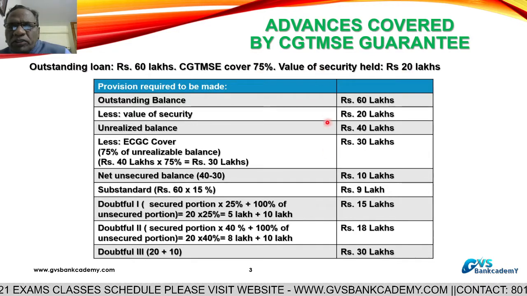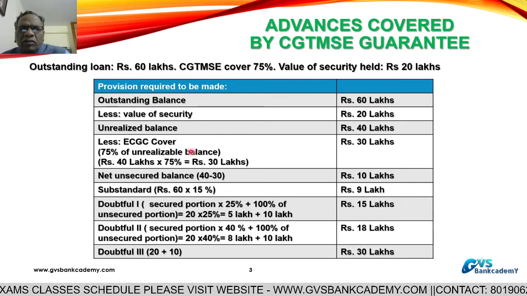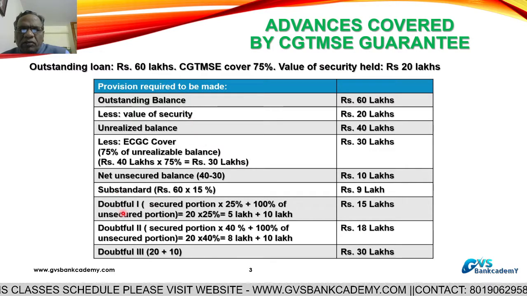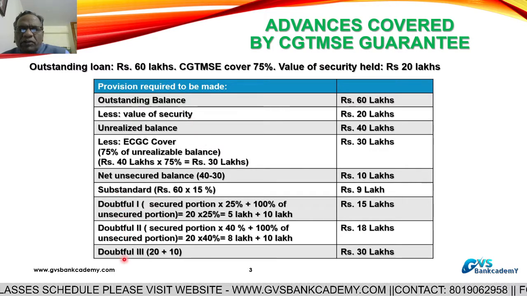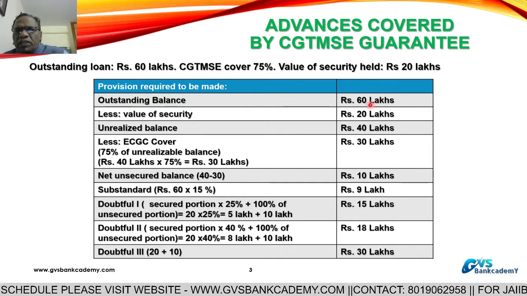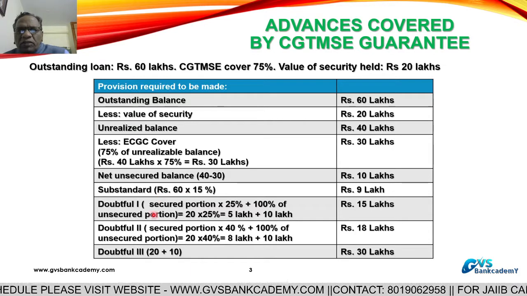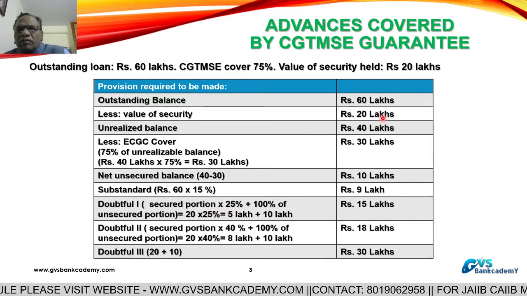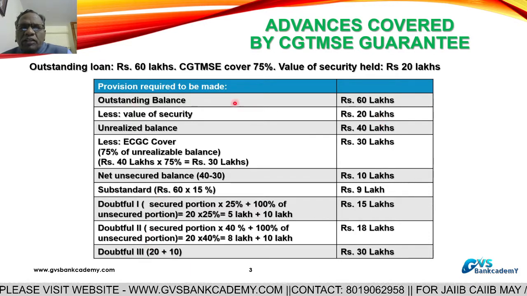Now, what is the provision calculation? You will see it in all categories: substandard, doubtful 1, doubtful 2, doubtful 3. If you practice this type of example, in the examination, if they give any sector, any substandard, doubtful or loss, we can answer perfectly. So the outstanding balance is 60 lakhs.